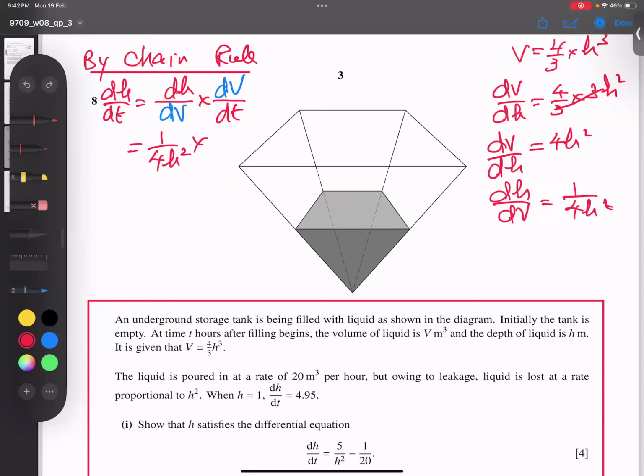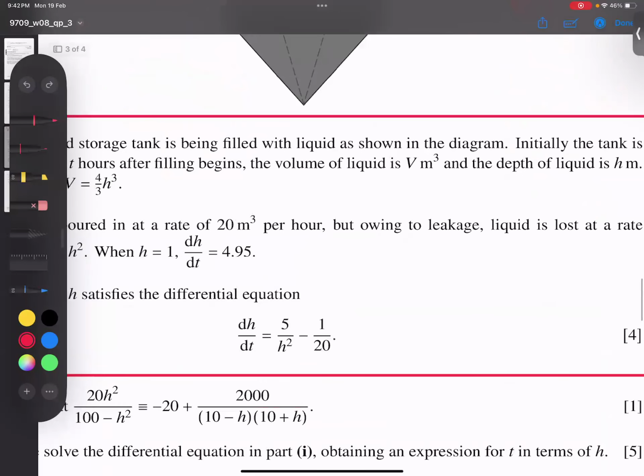Let me write. Wait a minute, let me read. Did he mention leakage? It's not mentioned there, but he said liquid is lost. Oh yes, leakage is mentioned here. Due to the leakage, the liquid is lost at a rate of this. So I will write, student, look here: dV by dt. How do we know? Rate of volume. So 20 positive.